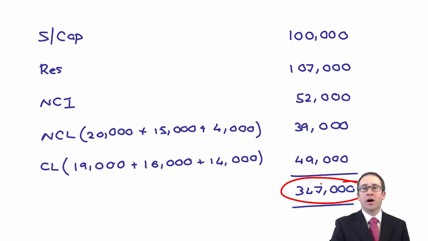There we go. So big comprehensive example, but as I said, I think the key focus there is, can you do the goodwill calculation and can you do the non-controlling interest calculation? If you can, you're well on the way to success.